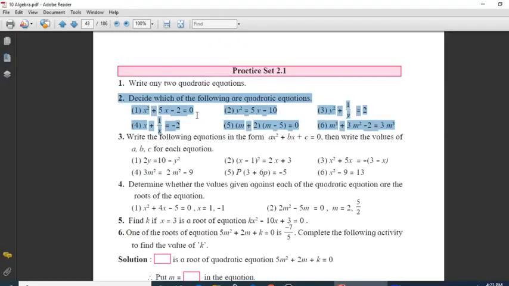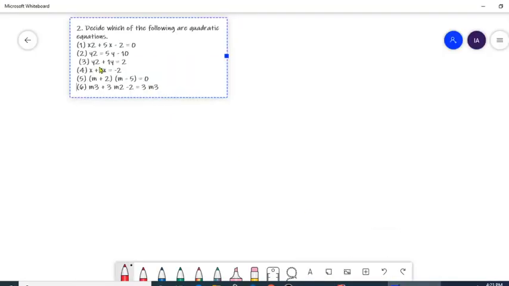So this is your question number 2. Decide which of the following are quadratic equation. Here we have 6 questions. I have already taken all 6 questions on my sheet. We will discuss one by one which of them are quadratic and which of them are not, non-quadratic.